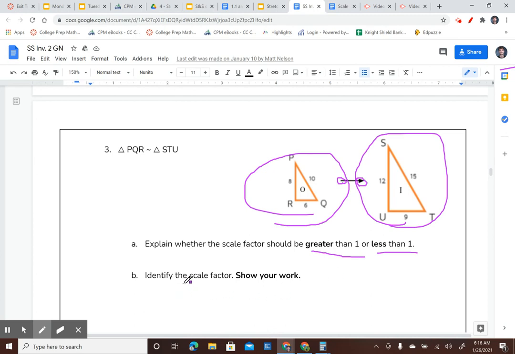And then next, you're going to identify the scale factor. Remember, for that, we're going to do the image or the figure 2 side lengths over the original side lengths, or we can think about that as figure 1. So go ahead, try this problem out. See if you get the same thing as me.